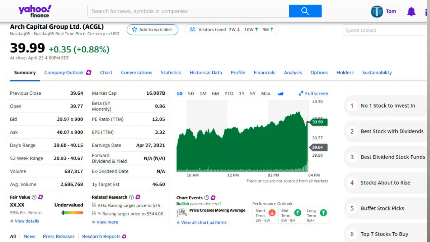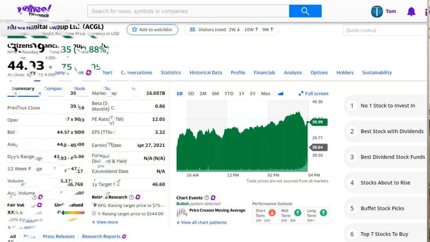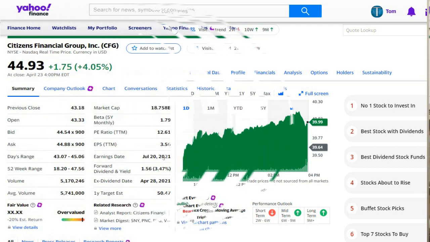And the PE ratio, third item down, middle column, 12.05. I like that. That's very close to 10. Forward dividend and yield, not applicable. They did have earnings per share, $3.32 per share, but they're not paying a dividend. 1 year target, they say $46.60. That would be a nice move up, but it might actually surprise us and go even higher.